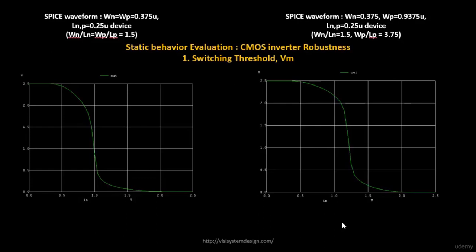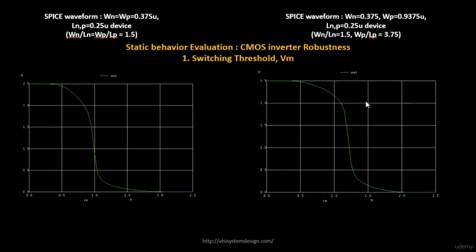For that, let us keep these two waveforms side by side. On this side, we will have the SPICE waveform for Wn equal to Wp, where your PMOS and NMOS sizes were exactly the same, with a width of 0.375 and a length of 0.25. That's constant across both analyses that we did. So in this case, the W by L ratio of the NMOS is equal to the W by L ratio of the PMOS, and that's equal to 1.5.